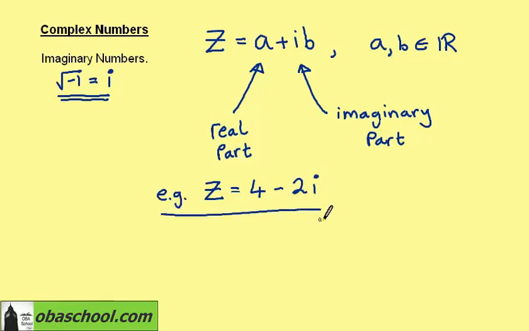It's worth noting that real numbers are complex numbers where the imaginary part is 0, and that imaginary numbers are complex numbers where the real part is 0.